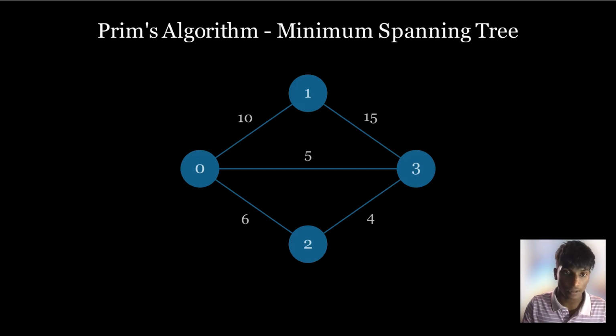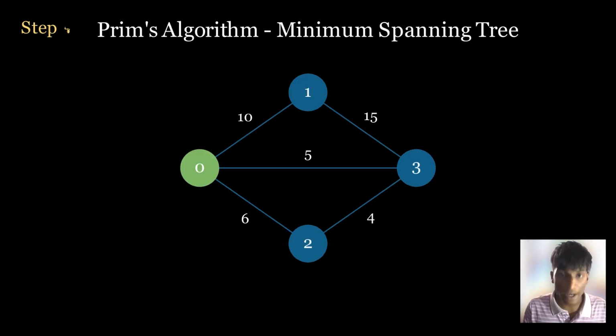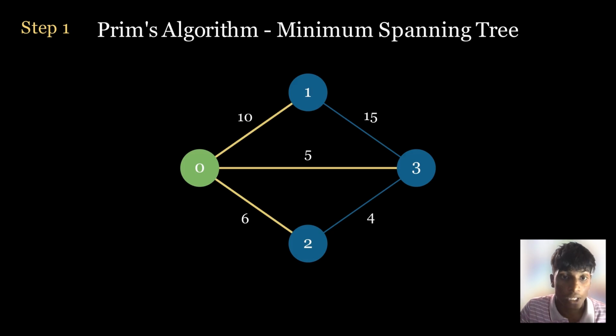So let's start. We start by selecting any vertex. In this case, we start with node 0. This node is now added to the tree. Now we look at all edges connected to node 0, and we compare their weights and select the smallest edge that connects to a new node. In this case, the smallest edge is from node 0 to node 3.